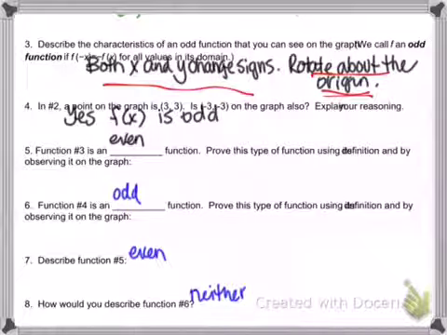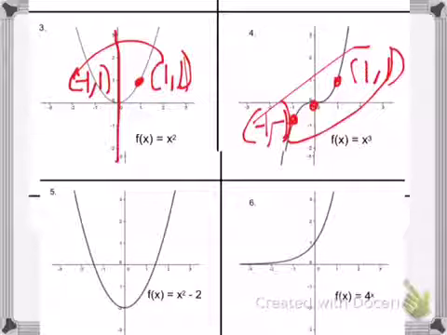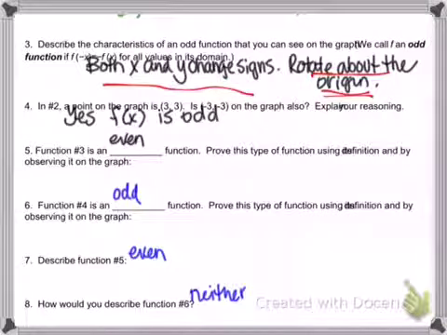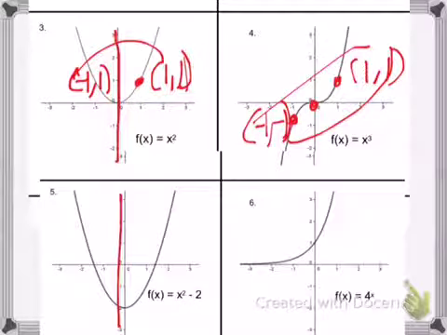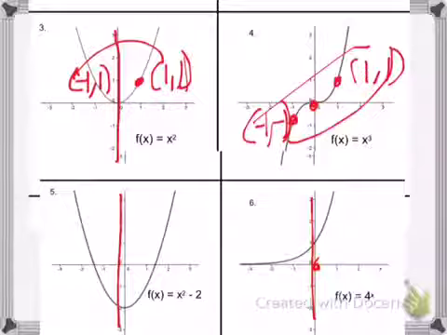Alright. Describe function 5. Function 5 is symmetrical about the y-axis, so it's even. Number 6 is not rotational about the origin, doesn't go through the origin, nor does it cut through, it's symmetric about the y-axis, so it's neither.